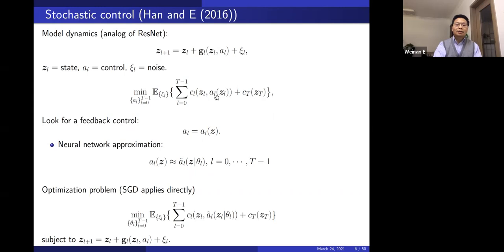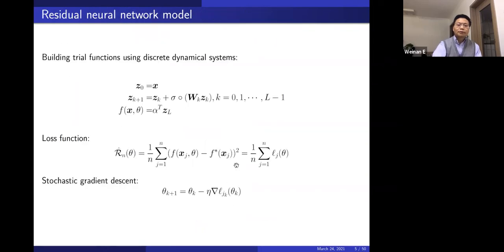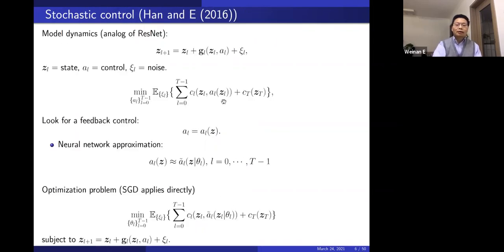Then our task becomes to choose these parameters theta_L so that this cost, which is really the cost that we are interested in, is optimized. Now, this problem has a lot of similarity with the ResNet, with the model we just discussed. And the analogy is as follows. This is a lot like our ResNet. It's a discrete dynamical system. And this is like our loss function.